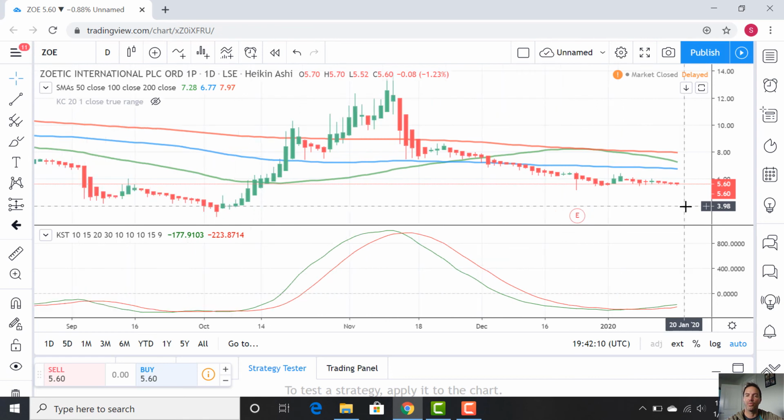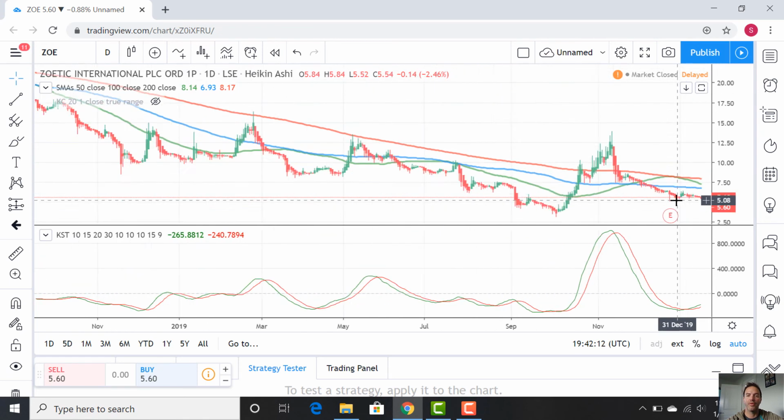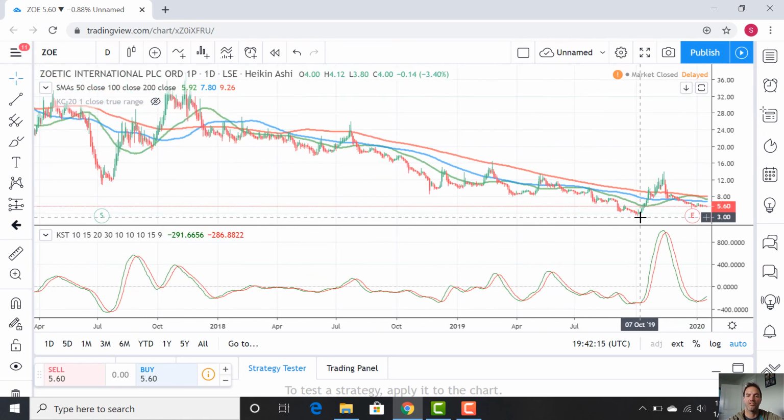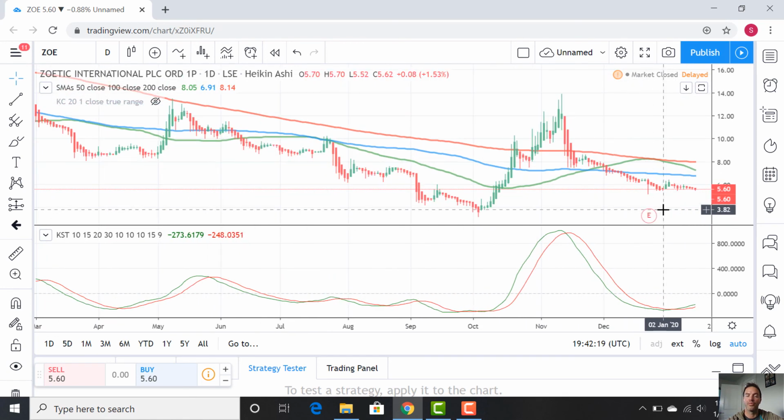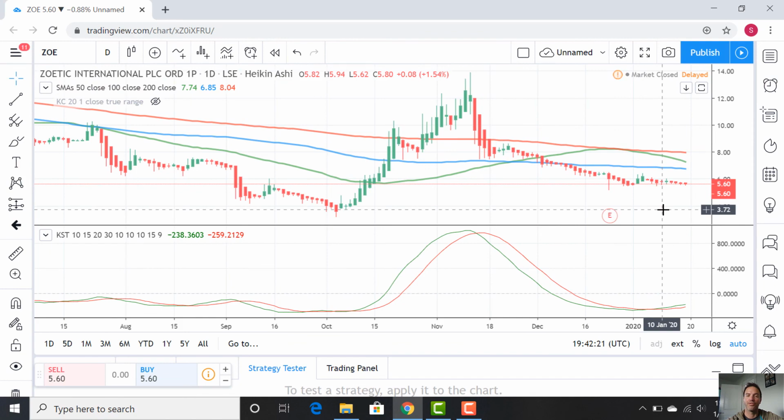This stock only has one way to go, up, up, up. If we zoom back, you can see we've smashed through some of our previous lows. So it'll be interesting to watch what happens further with Zoetic traded on the London Stock Exchange.